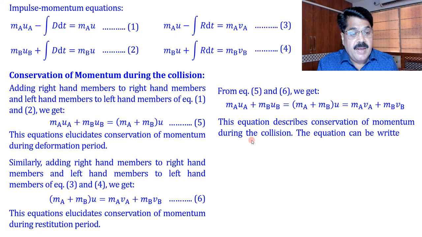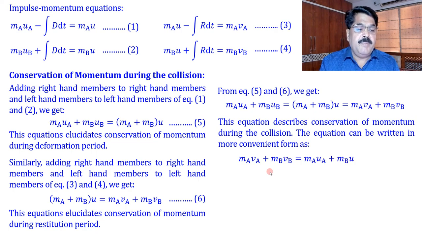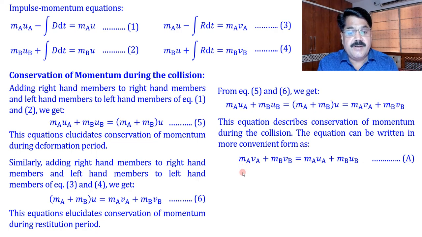The equation can be written in a more convenient form as MAVA plus MBVB is equal to MAUA plus MBUB. We call it equation A, that is conservation of momentum, meaning the initial momentum at the time of beginning of collision, or beginning of interaction between the bodies, is equal to the final momentum at the end of collision, or at the time when interaction between the bodies ceases. So that is the equation for conservation of linear momentum.